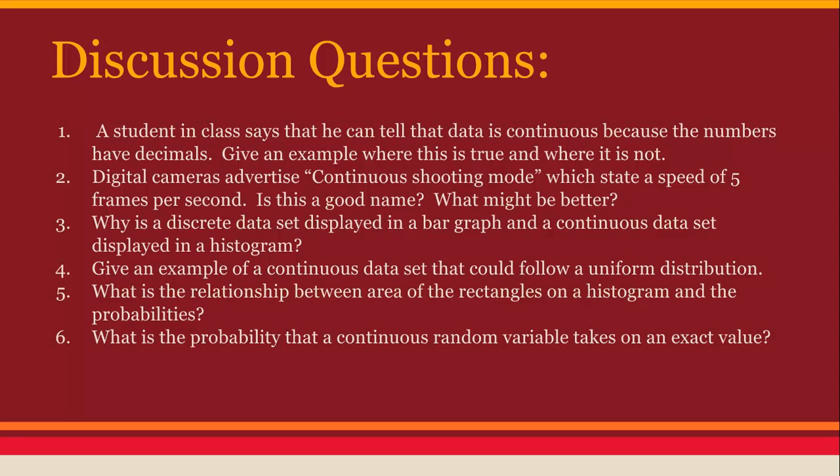What's the relationship between the area of the rectangles on a histogram and the probabilities? So we saw that the area of the rectangle is the probability, and we're going to see that more in the next lesson as well. And what is the probability that a continuous random variable takes on an exact value? We talked about that, and it is actually 0. You can't actually be on an exact value. You can be between two values for continuous, but you can't be on an exact value.